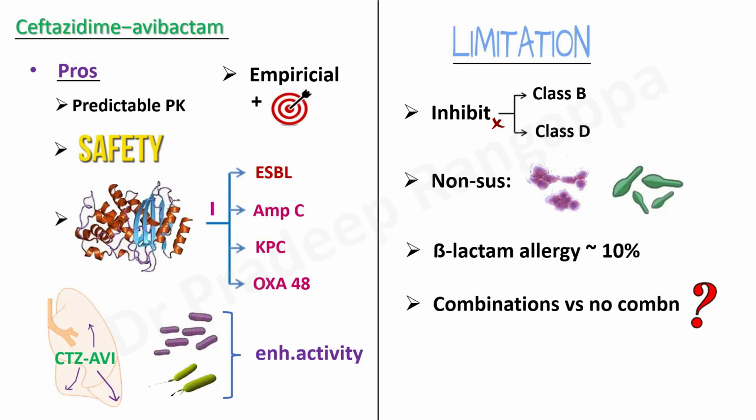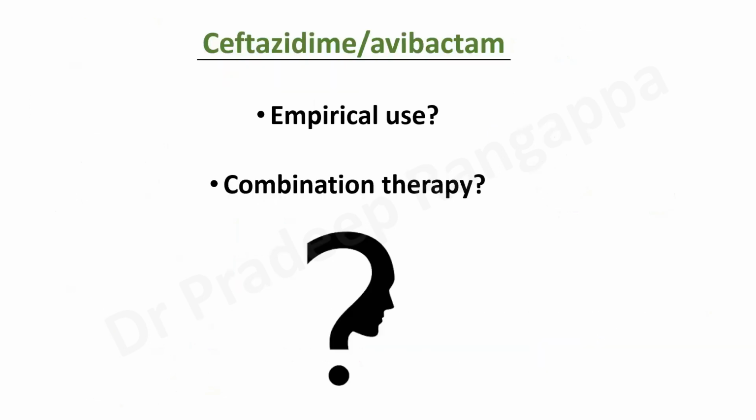And you don't need combination for this, because we saw the data which shows that as a monotherapy, it was as good as combination in the study that we just saw. And it is mainly reserved for targeted therapy, whether you use it empirically. So that is the question we have. Where would we use it empirically? Empiric is where you have your microbiological data, you have resistance patterns within your ICU telling you that more than 50% have a CRE sort of organism.